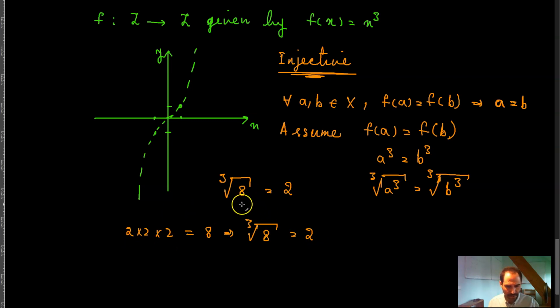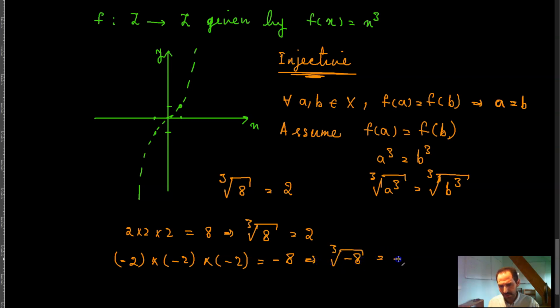which is a positive number. On the other hand, if you start with a negative number, for example, negative 2 times negative 2 times negative 2, then negative times negative times negative is equal to negative, which is negative 8. And so the cube root of negative 8 is going to be equal to negative 2. That means that if a is positive, then the cube root of a is going to be positive. If a is negative, then the cube root of a is going to be negative, so you don't have to worry about signs here, right?